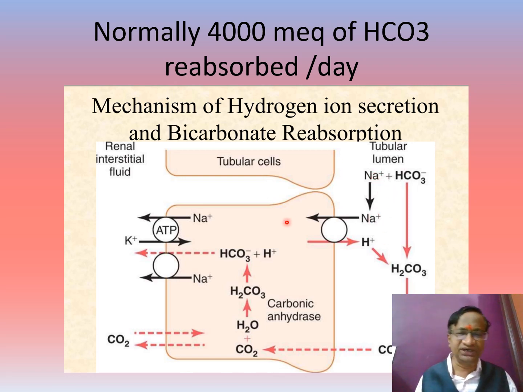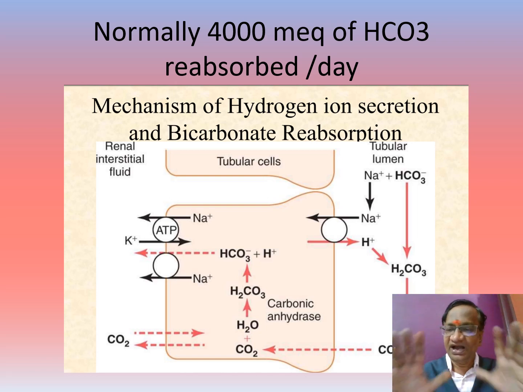For other things, sodium comes in, sodium goes out, potassium comes in, all these things happen. But what happens is carbon dioxide comes in, hydrogen ion is excreted, and bicarb is absorbed into the interstitial tissues. Carbon dioxide comes, bicarb is absorbed, hydrogen is excreted. It's a simple renal acidic regulation of body pH.